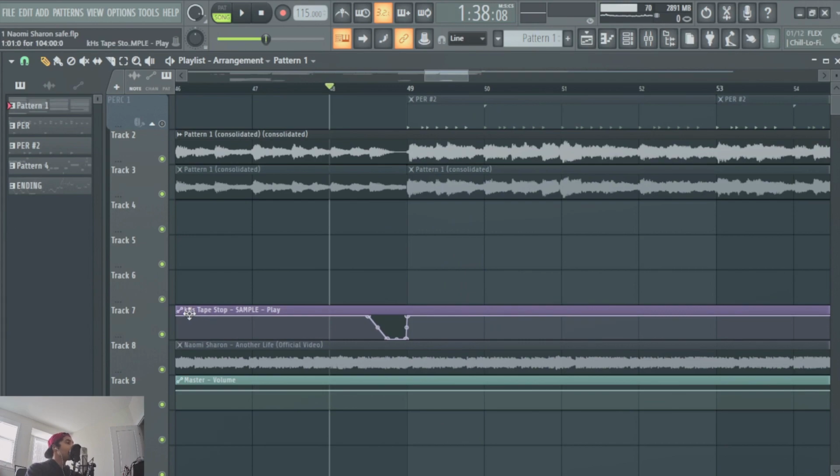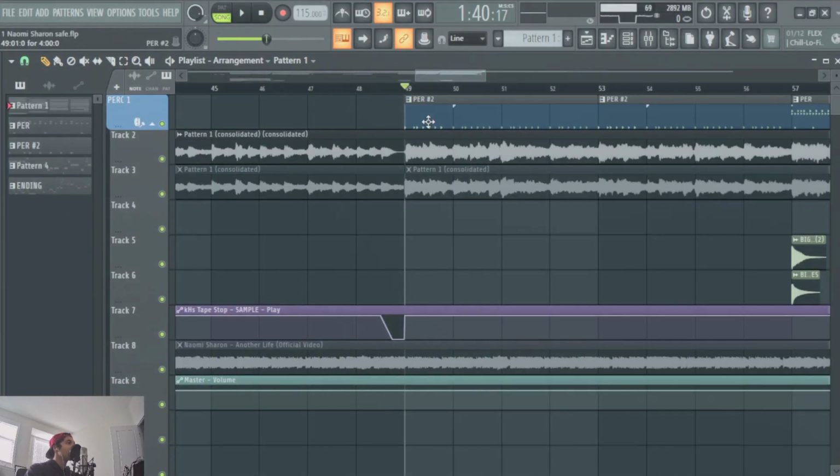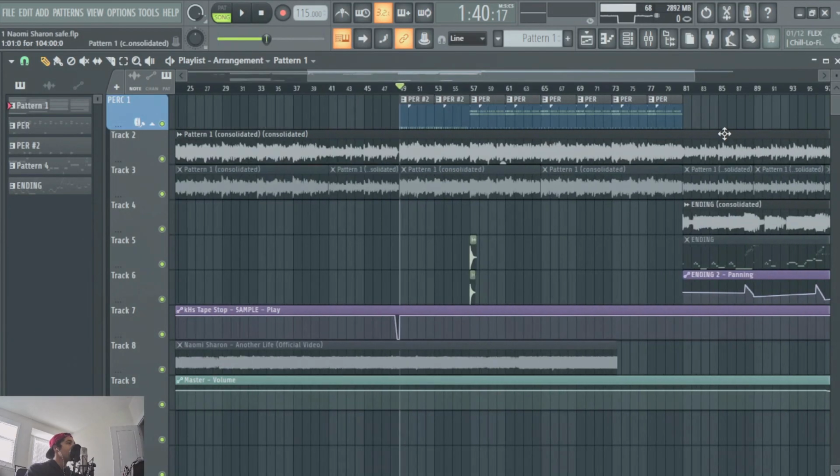And this plugin right here is called KhS Tape Stop. It's by KhS and it's free. That's pretty amazing. So I found the percussions to be very interesting and very weird.